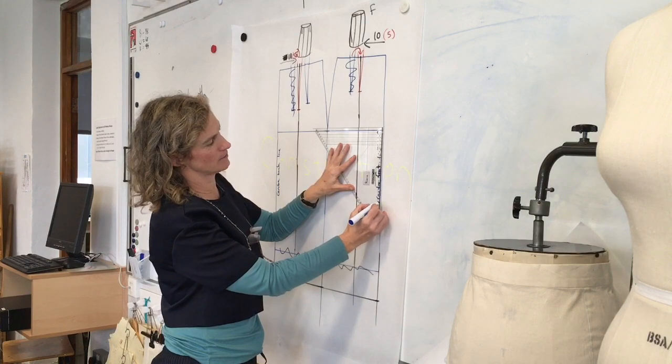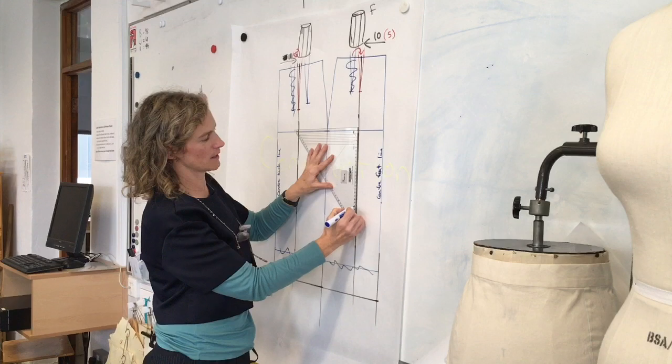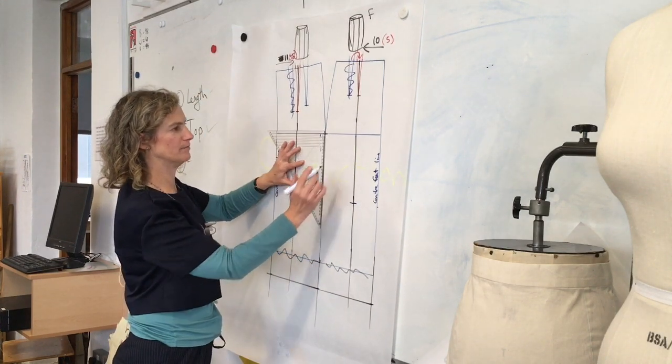So if I come down 20, oopsie, I don't need one there. Full scale, 20 full scale. 10, so 10 half scale. So that's from the hip line.